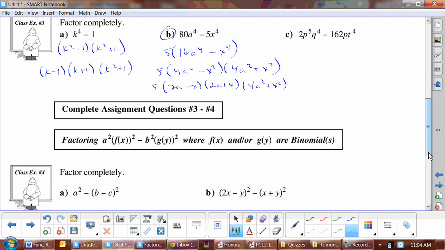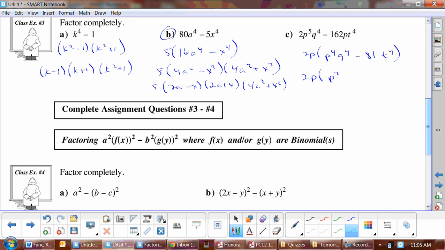I can take out a 2p. You can see how these are just so hard if you don't know how to do the GCF. What would be left in brackets? p^4 q^4 minus 81 t^4. Okay. What's the perfect square of p^4 q^4? What makes that up, I should say?